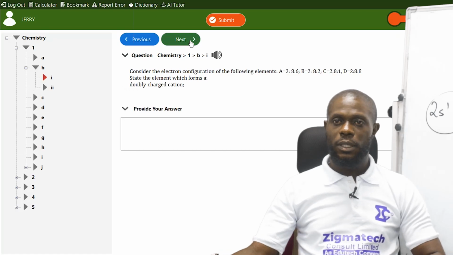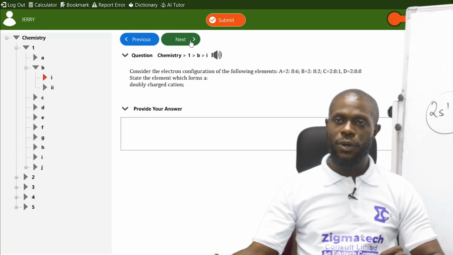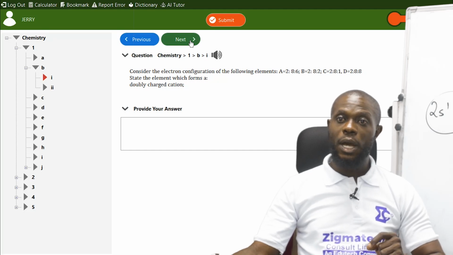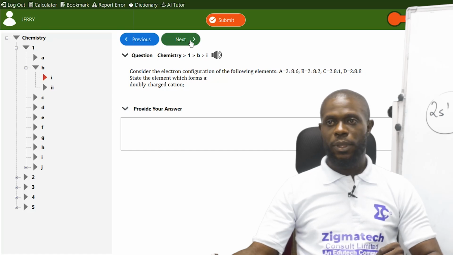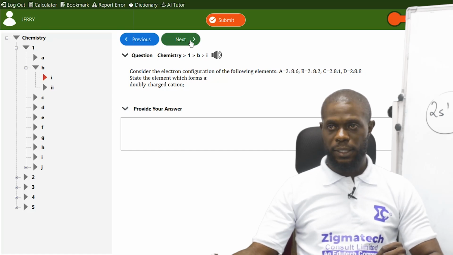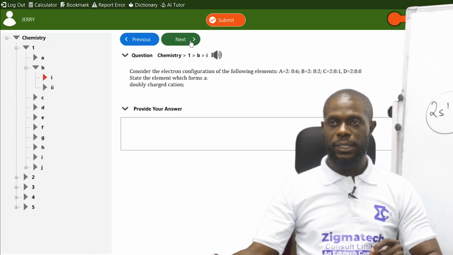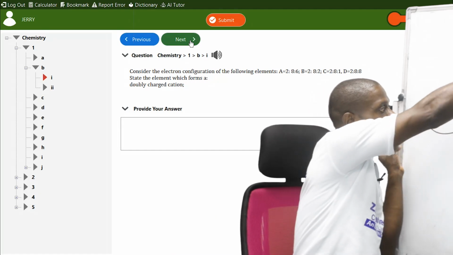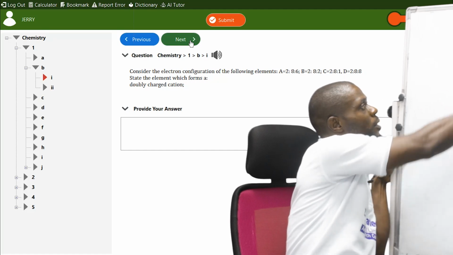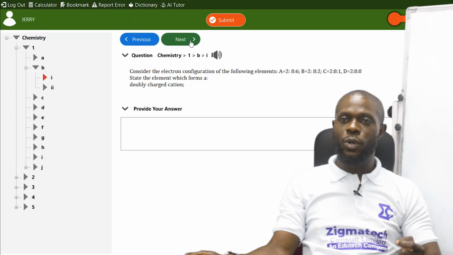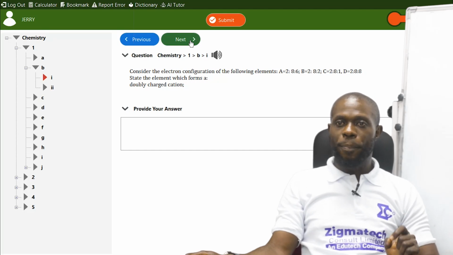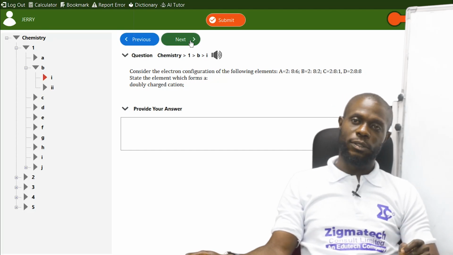Now, the next one says, consider the electronic configuration of the following elements. A is 2, 8, 6. B is 2, 8, 2. C is 2, 8, 1. And D is 2, 8, 8. They now say, state the element which forms a double charge cation.